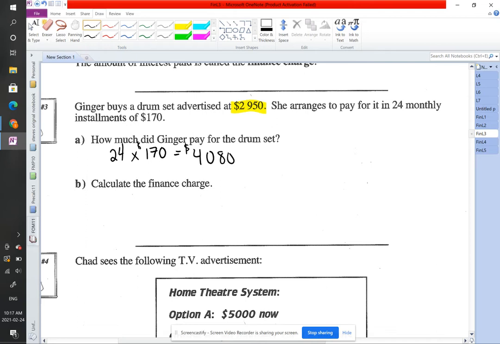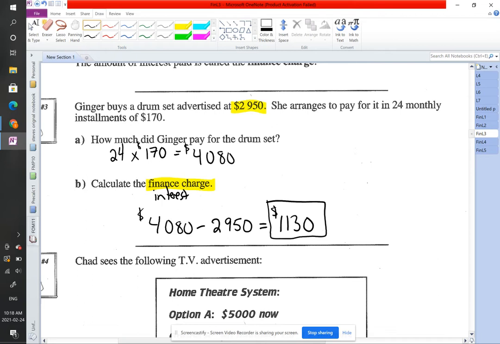So we can calculate the finance charge. That's essentially like the interest that she's paid. So she paid $4,080. We're going to subtract the actual price of the drum set. And when we do that, we get $1,130. So that was how much extra she paid so that she could get the drum set and make payments rather than buying it outright.